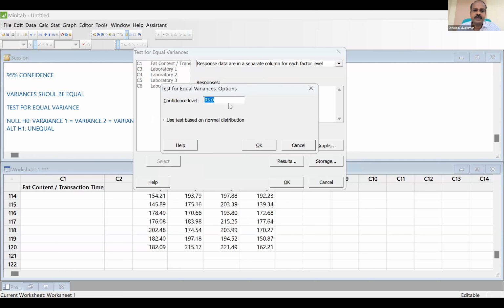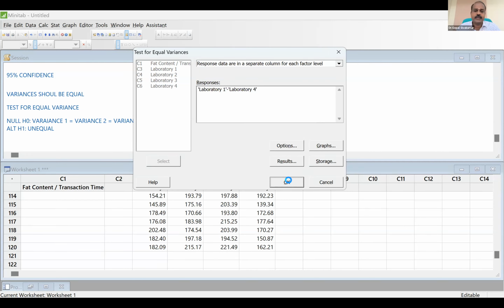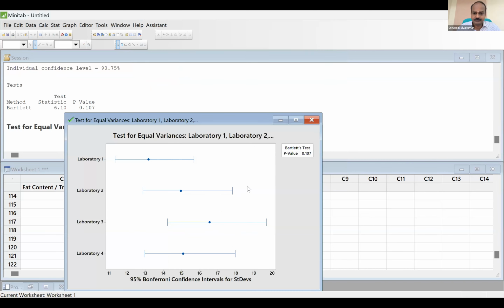Option 95%. Use the test based on normal distribution. Now Minitab is asking you, is your data normally distributed? You can either assume or you can perform a test for that also. It is always a good idea to perform the test for everything. So assume, okay, and again okay. Now the report has come.